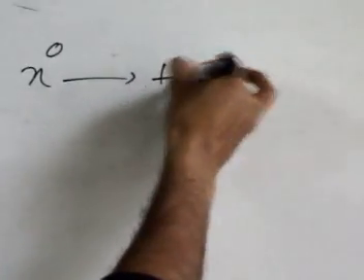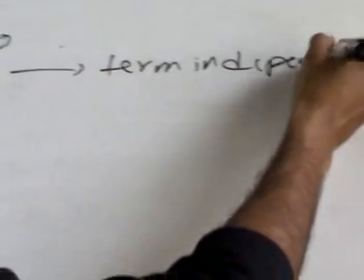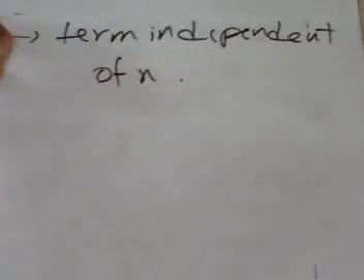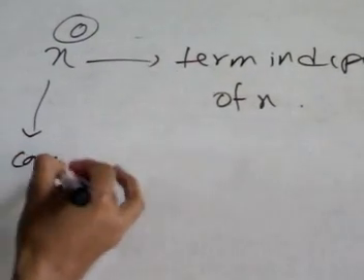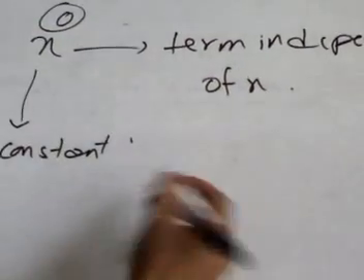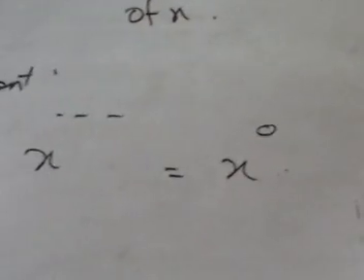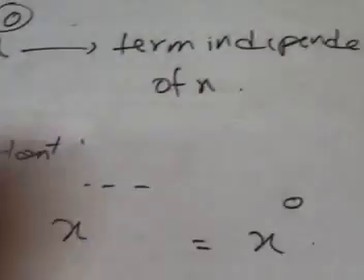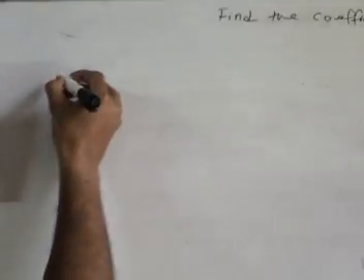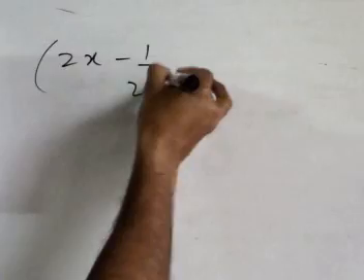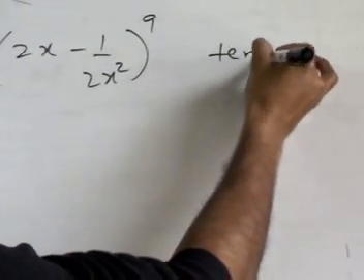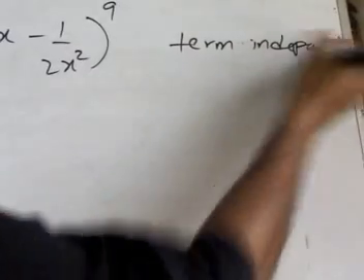Sometimes he asks you for the term independent of x. Remember that the term independent of x is basically x^0, that is the constant where no x is there. So you will compare the power of x, whatever it is, with x^0. That will give you your answer. I'll share a problem regarding this. Sometimes in an exam such questions do occur. In the expansion of this, find the term independent of x.